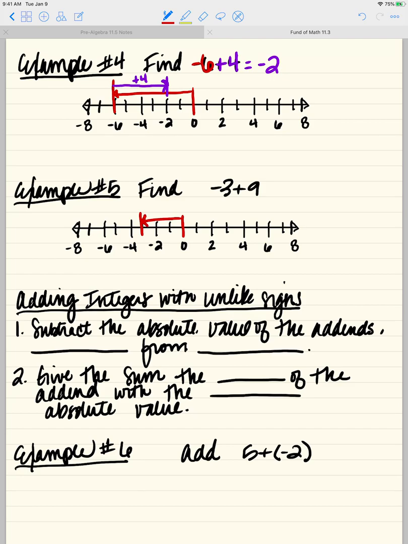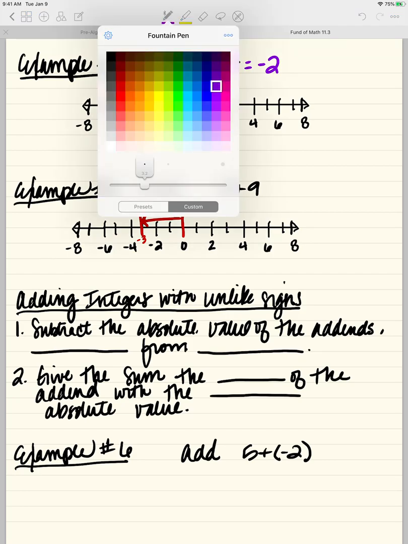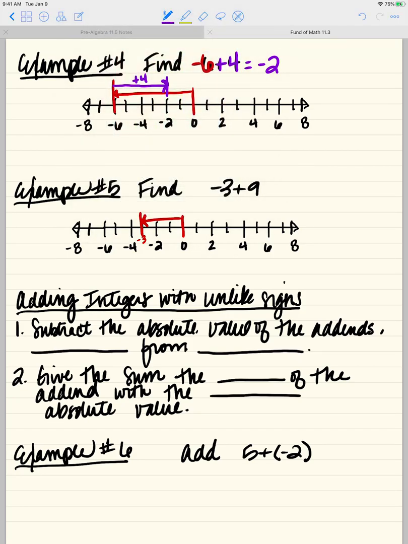There's my -3. Okay, I'm stopping at -3. Now I need to add +9 units. I need to move to the right because it's positive. 9 units. 1, 2, 3, 4, 5, 6, 7, 8, 9. Takes me right here. Here's my +9. And I have stopped at +6. So -3 plus 9 is equal to 6.